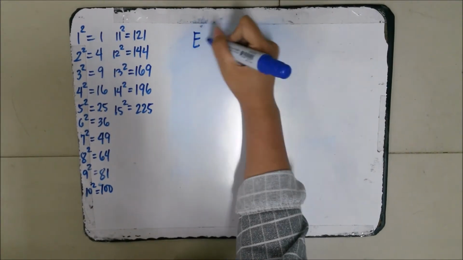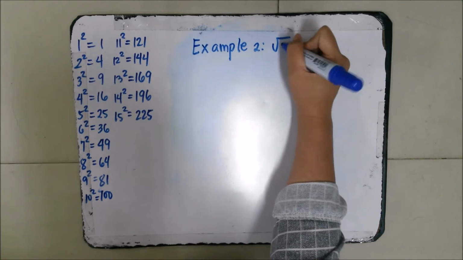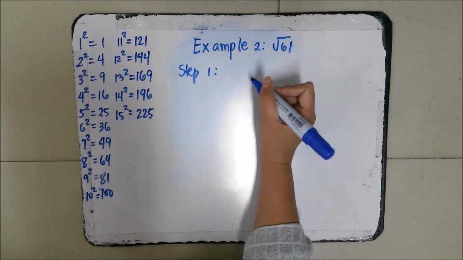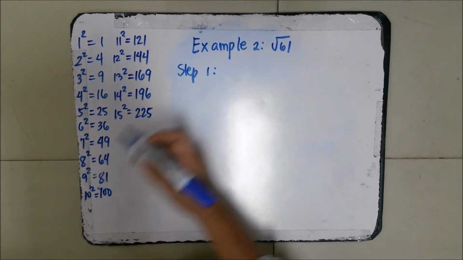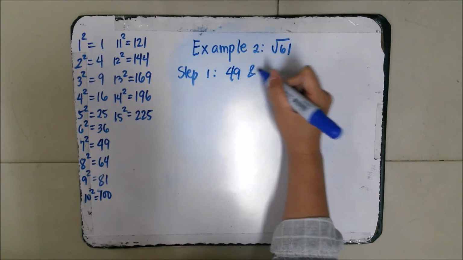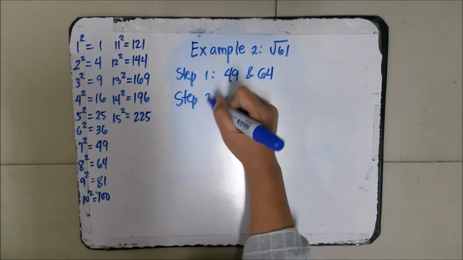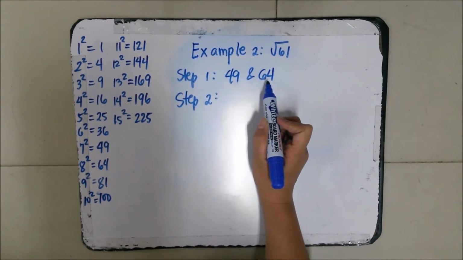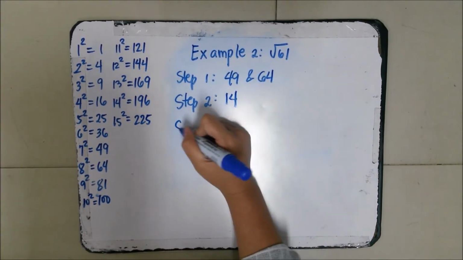For our example number 2, we will find the square root of 61. Step 1 is to determine the pair of perfect squares the number falls in between. So 61 falls in between 49 and 64. As you can see here, step 2 is to count the number of integers between 49 and 64. The number of integers between 49 and 64 is 14.